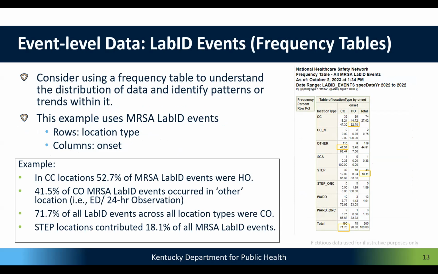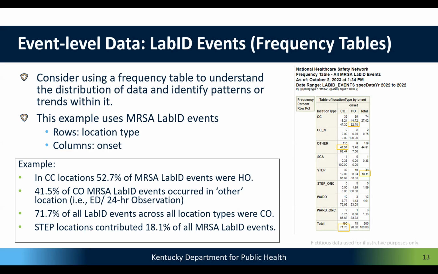In our efforts to extract meaningful insights from event-level data, especially when dealing with lab ID events, we could consider utilizing frequency tables that can be an invaluable analytical tool. Frequency tables are a simple yet powerful way that we can summarize data. They provide a visual summary of how data is distributed across different categories. In this case, we're looking at MRSA Lab ID events, and we'll use a frequency table to organize this data effectively.